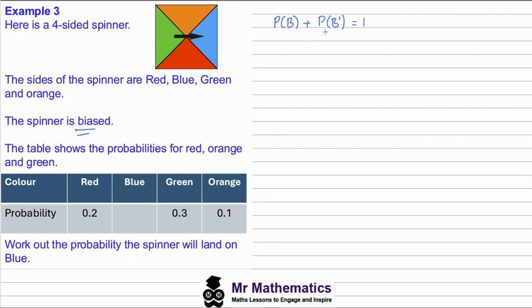So we need to work out the probability of it not being blue, which means it would be any of the other colours. So this would be the probability of it being red, or the probability of it being green, or the probability of it being orange. So we can add these together. We get the 0.2 plus the 0.3 plus the 0.1. So they add to make 0.6. So then the probability of being blue will be the 1 minus the 0.6. So this will be 0.4. Okay? Let's try example 4.